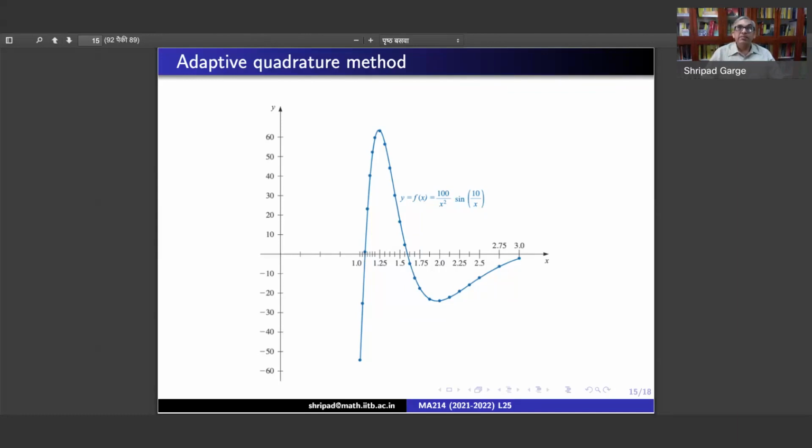And we will see one more method, which is the Gaussian quadrature method, which gives a very good answer when the nodes are not equally spaced. But the Gaussian quadrature method is slightly different in nature. We will see that in the next lecture.